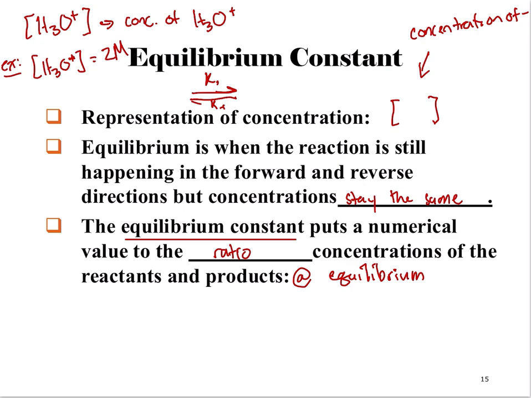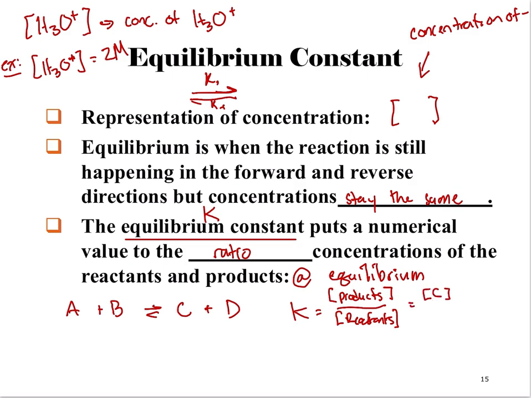And so how we represent this equilibrium constant, right? This equilibrium constant is usually represented by uppercase K. So if we have a general reaction, A plus B goes back and forth to C plus D, then K is equal to the concentration of the products over the concentration of the reactants, and that's equal to C times D over the concentration of A times the concentration of B.